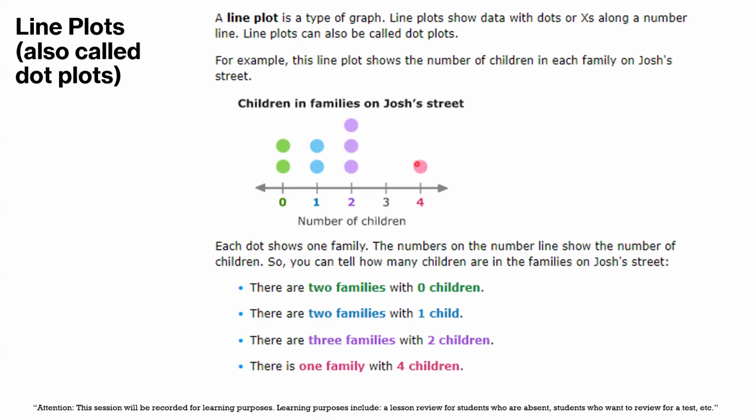So when we interpret these, when we read these, a big thing to look for is make sure you read the title of the graph, check out any labels, and then remember that each marking represents one data point. It represents one answer. All right, let's hop on over to IXL now.